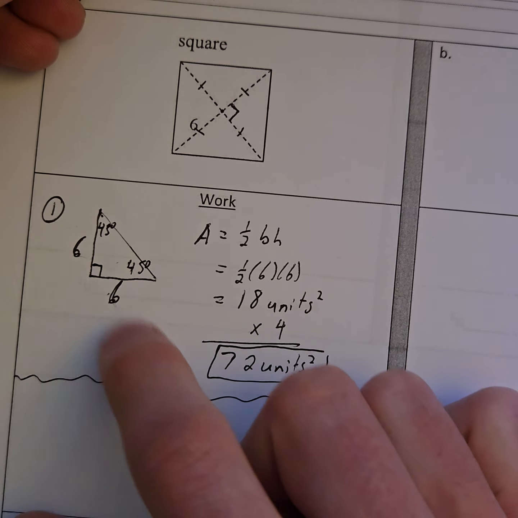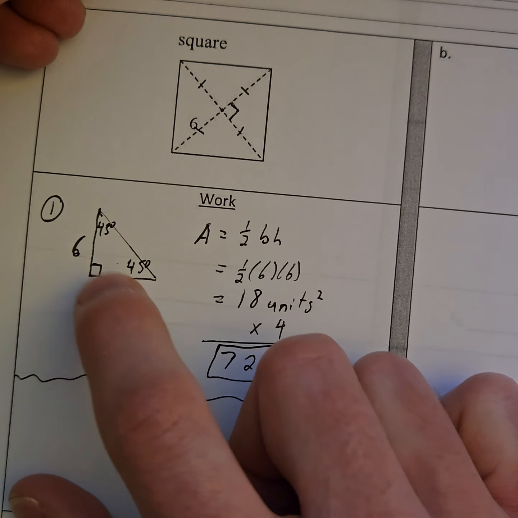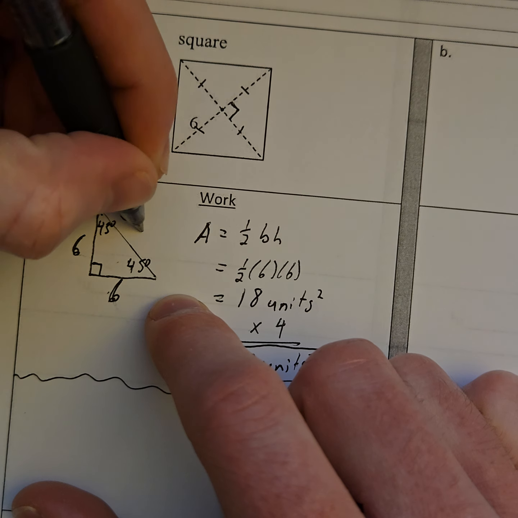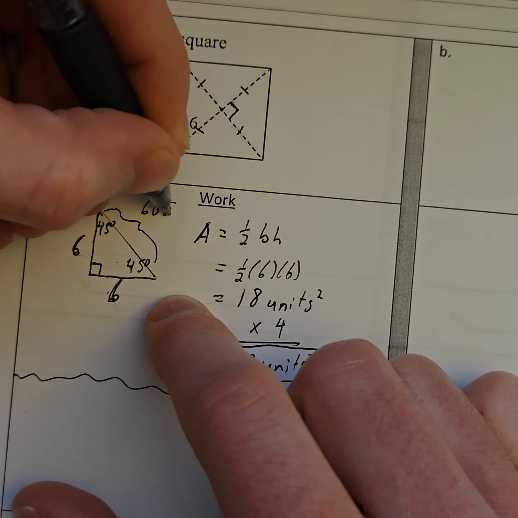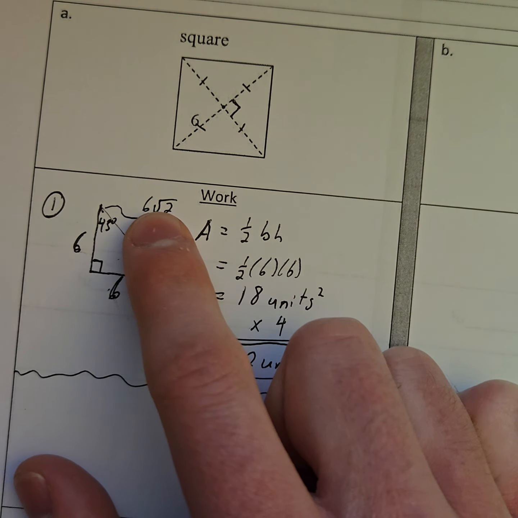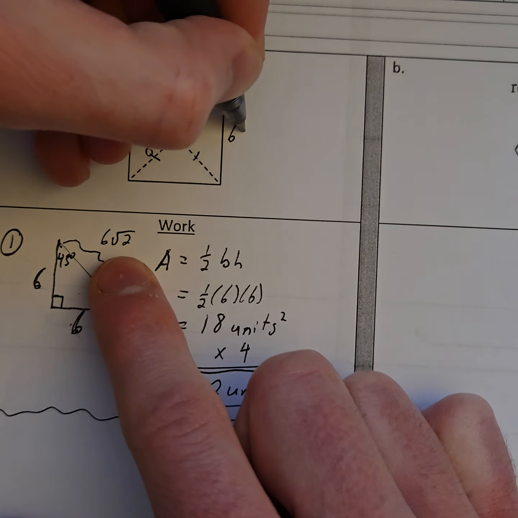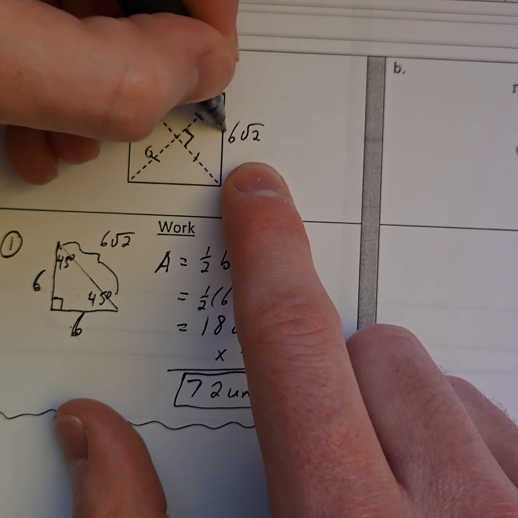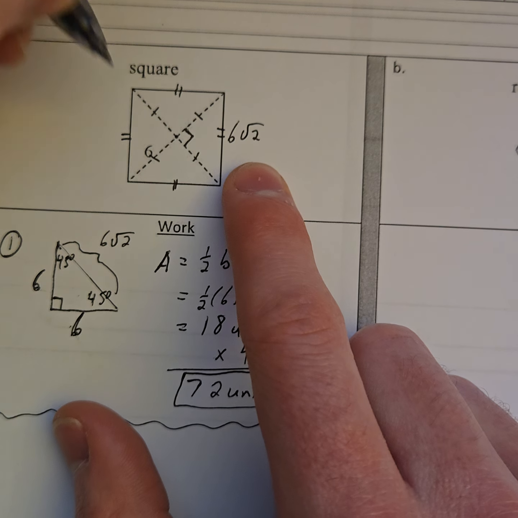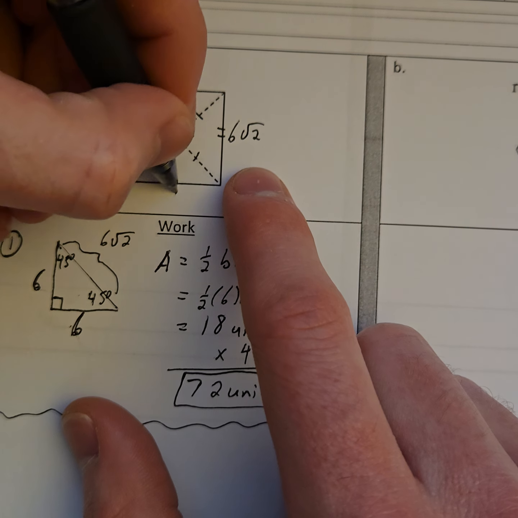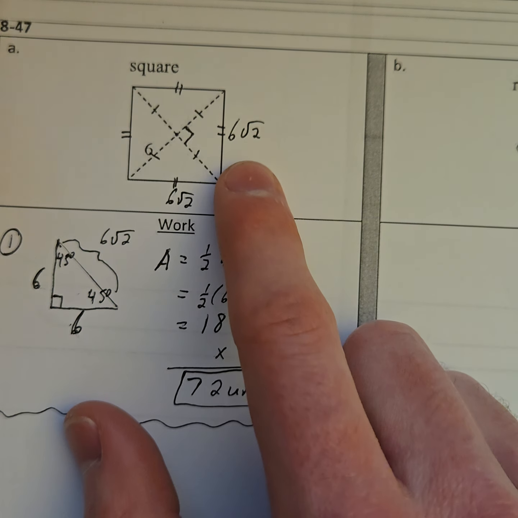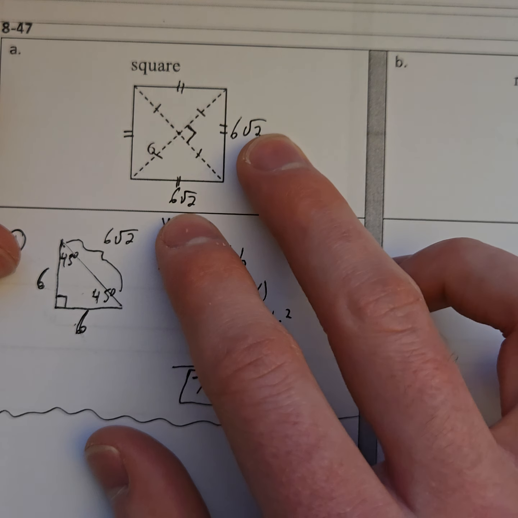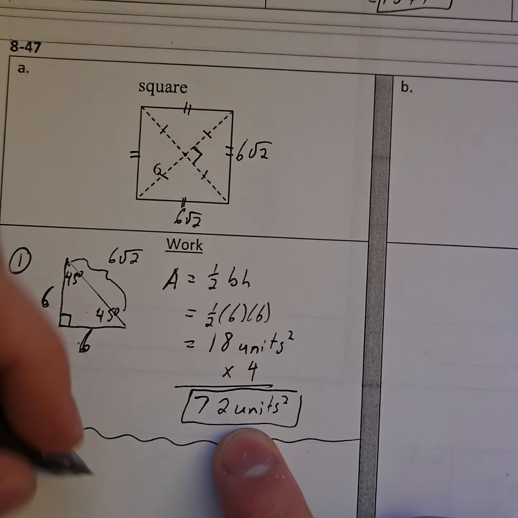Now if you look at the property of the 45, 45, 90, it goes x, x, and then x square root 2. So this side length right here has to be 6 square root 2. Since you know this is 6 square root 2, it's a square, so all of these sides have to be equal. So you can say this down here is also 6 square root 2, and now you can find the area by just multiplying these two together. And we should get the same number, so let's try it.